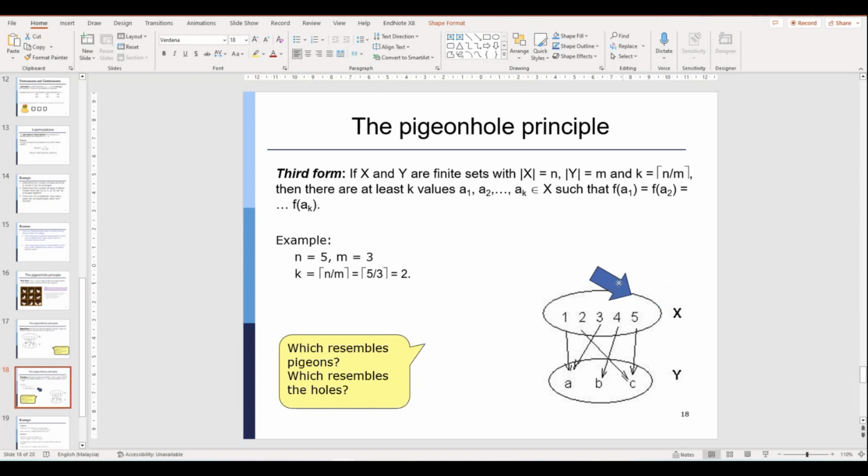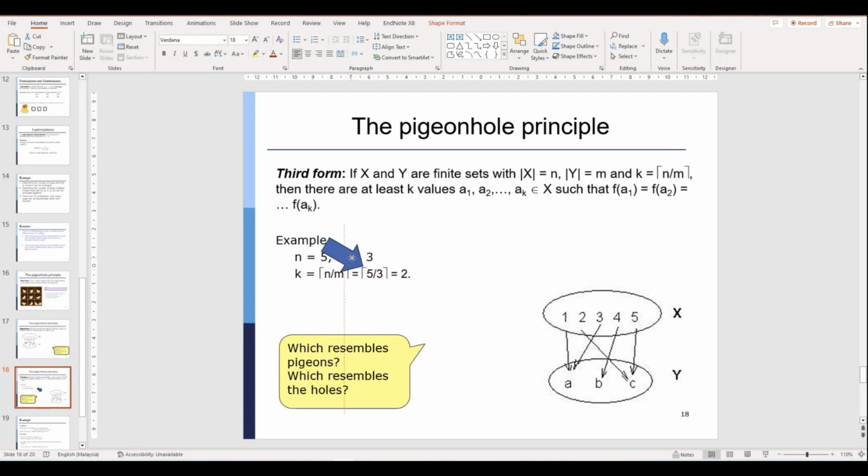Number one, inside the first set, the domain set, you count how many elements. How many are there? 5 elements, right? So let's say n is the number of elements inside set X, so it's 5. And m is the number of elements inside set Y: 1, 2, 3. If we follow this third form formula, we take n divided by m, so 5 divided by 3, which will be 1.6666. We don't take the floor, we just want the ceiling. The floor of 1.666 is 1, the ceiling of 1.666 is 2, right?